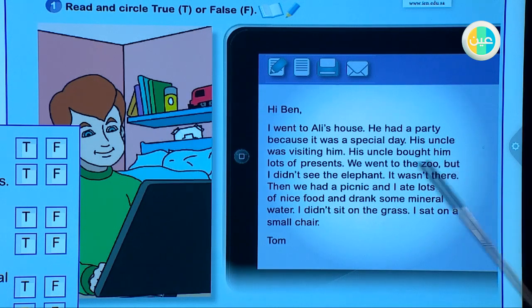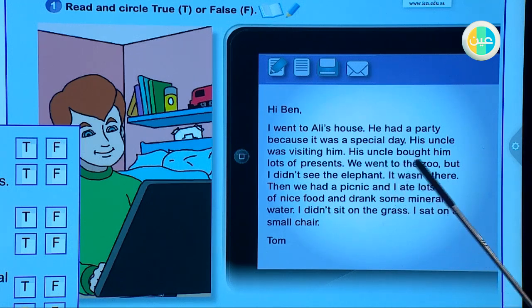His uncle was visiting him. When he went to him, his uncle was there. His uncle, what did he do, the uncle? He bought him lots of presents. So the uncle bought him lots of presents. His uncle is the subject, bought is the verb. So here we have the verbs bought, had, went.